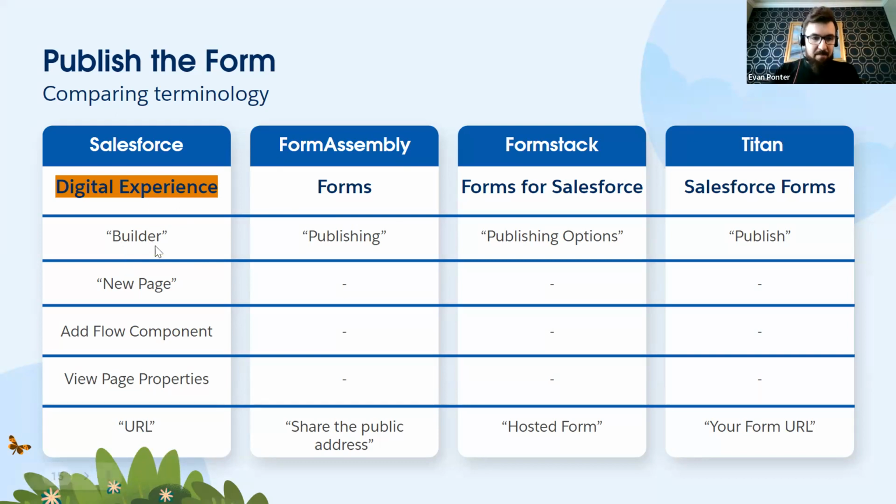This all happens in the builder. I like to create a new page for each form that I'm publishing. That allows you to use the same site for multiple forms if you want to do that. And it's pretty simple. We're just going to drag and drop a flow component, edit some of those properties, and then I'll show you how to piece together the public URL.